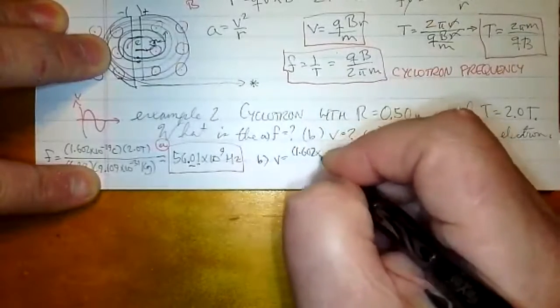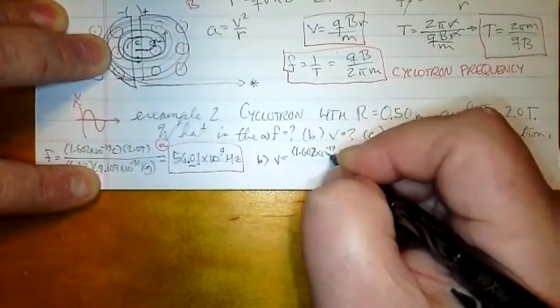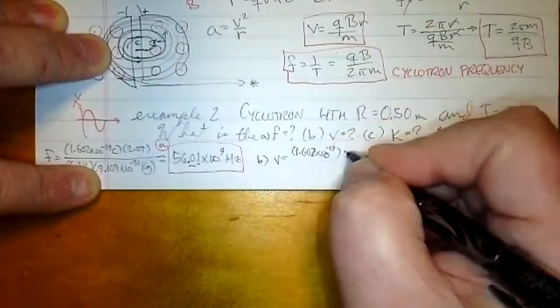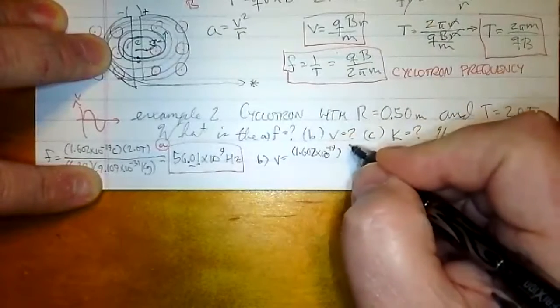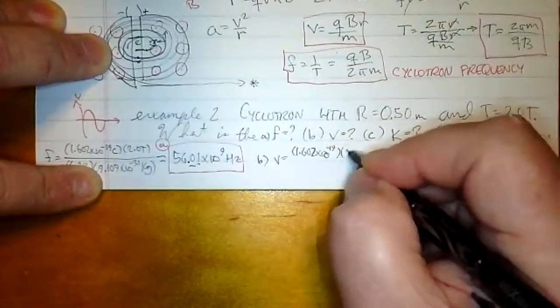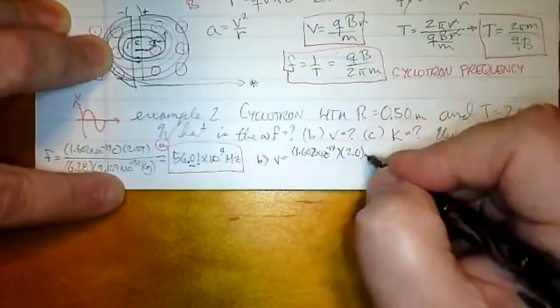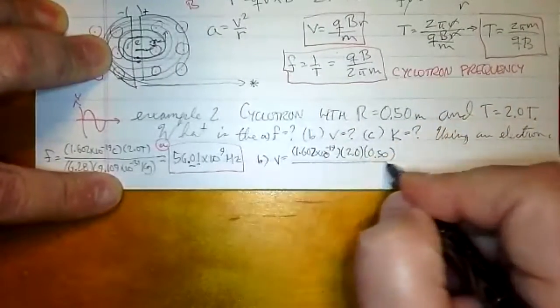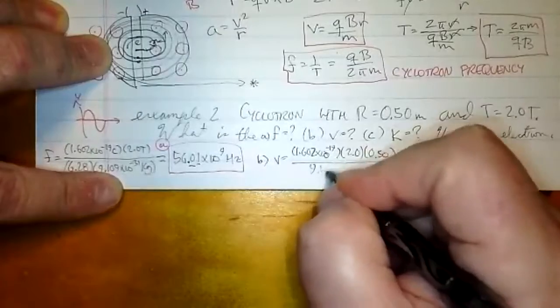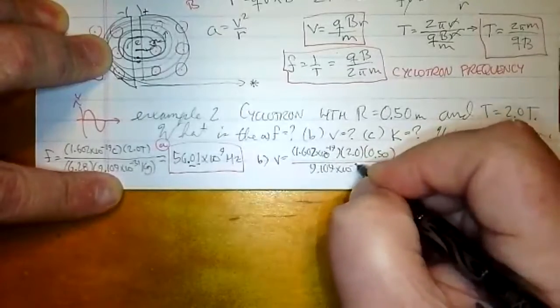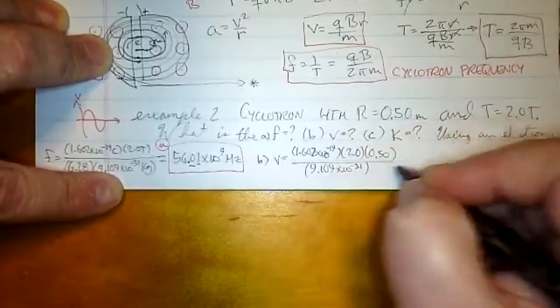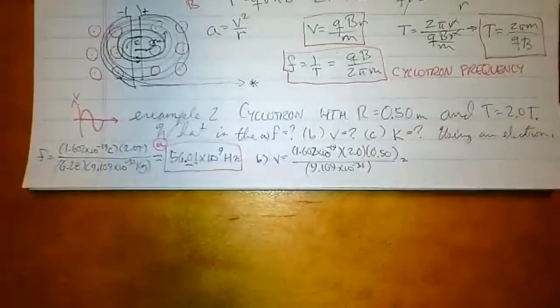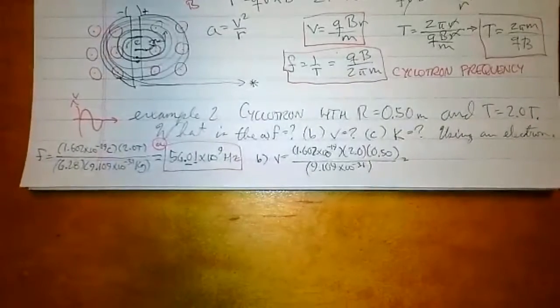1.602 times 10 to the negative 19th. I'm going to leave the units off this time, just to spare room. 2.0 Tesla and 0.50 meters. All that divided by 9.109 times 10 to the negative 31 kilograms. And all this should come out in meters per second.